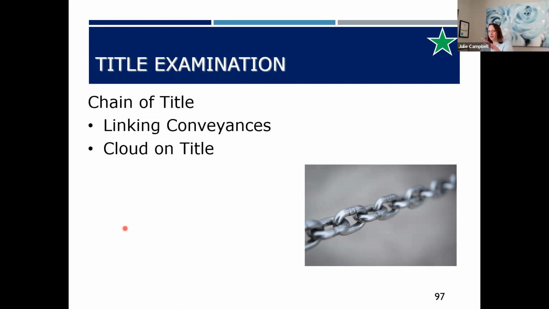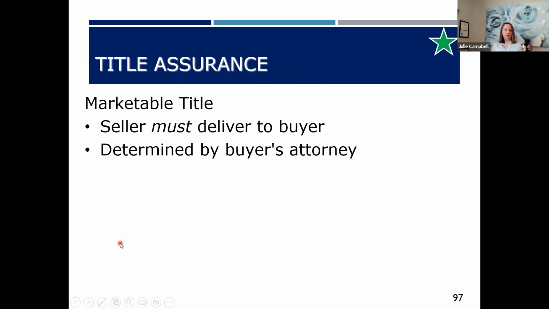So the attorney does their title examination, does very thorough, in-depth research of the public records of the title. And they offer their title assurance. Again, it's all about the seller conveying marketable title to the buyer. And the attorney is the one that determines whether or not the title is marketable or not.